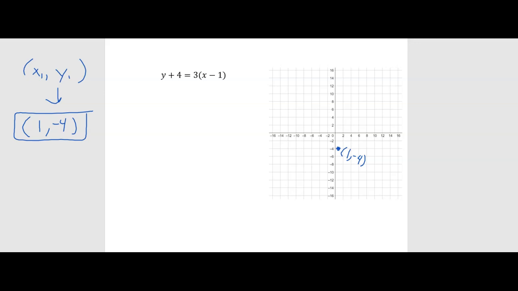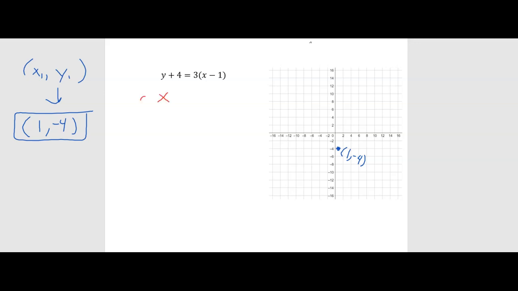As long as you label it as 1, negative 4, because then I know what you mean. Now, because this graph is not ticked off by ones, we're not going to count any blocks for change in y over change in x. I'm just going to pick a random number for x. I'm going to pick a number between negative 16 and 16 because those are the numbers on my graph. And I'm going to go with 4.